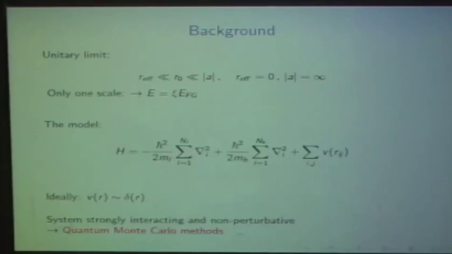So the model, our microscopic model to do the calculation, starts from this many-body Hamiltonian where particles are point-like particles, and we have a kinetic energy for the first component, the kinetic energy for the second species of our system, and then a two-body interaction that acts only in S wave. Ideally, this interaction should be a point-like contact interaction, but in practice, we typically use an interaction with finite effective range. So the system, as you know, is very strongly correlated.